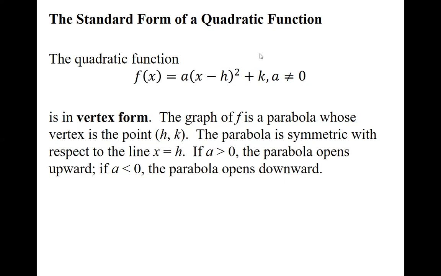The parabola is symmetric with respect to the line x equals h. We would call x equals h the axis of symmetry. If a is greater than 0, in other words, if a is positive, the parabola opens up. If a is less than 0, if a is negative, the parabola opens down.